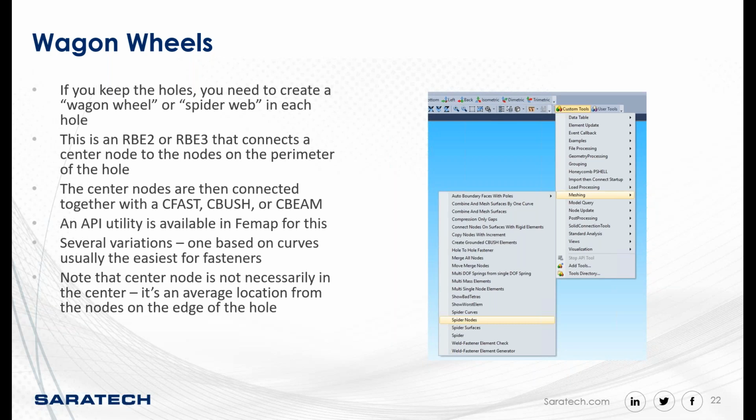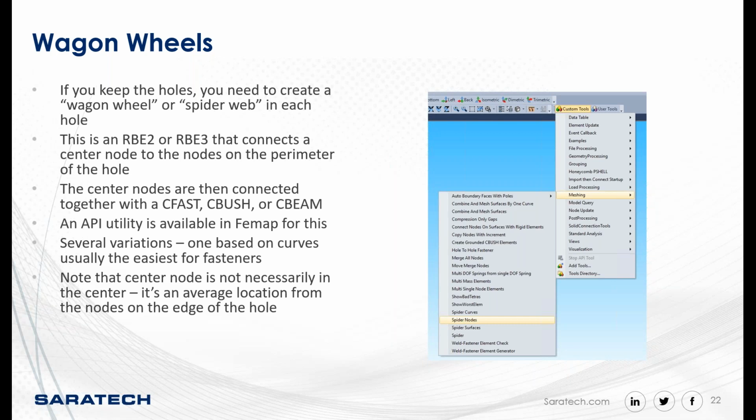There's several different variations here. I think the one based on curves is probably the easiest, because you just pick the curves that make up the perimeter of your fastener hole, and it takes it from there. But one thing you have to be careful about here is it's not really creating a node at the center, quite honestly. What it's doing is just averaging the locations of the nodes. So if you don't have a uniform mesh around the hole, you're not necessarily going to get a node at the center.